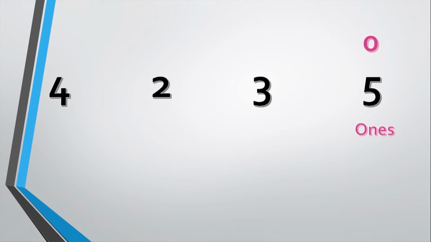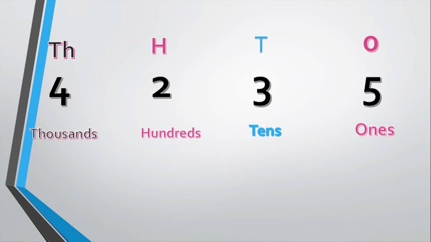The 3 there will be in what position again, if you all remember? Represented by a T and in the tens position. Good. The 2 represented by a H, and it's in the hundreds position. And for our last digit in this particular number, represented by a TH, and it's in the thousands position.